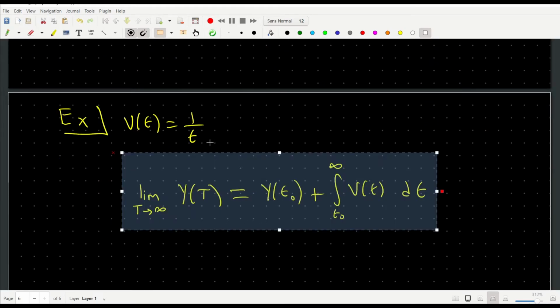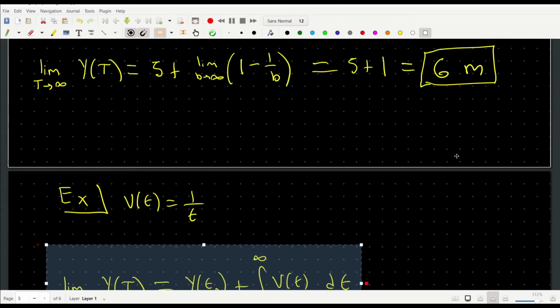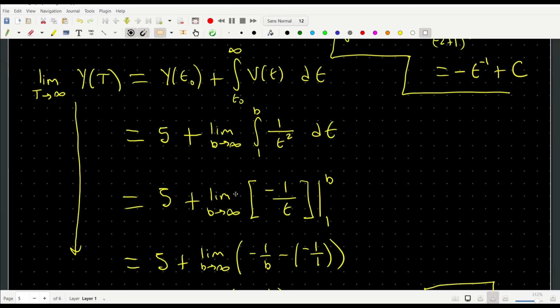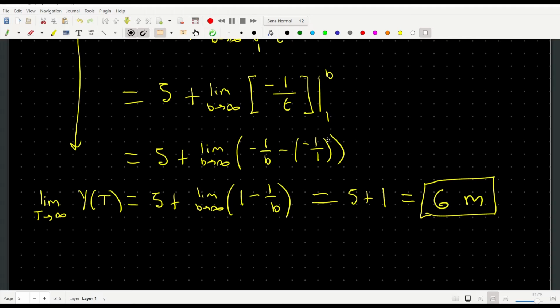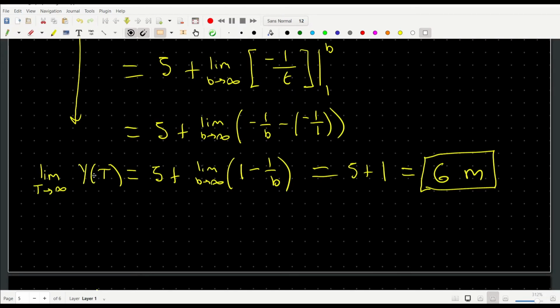For the first one that we just considered, 1 over t squared, this is a convergent improper integral because this limit exists, and the improper integral converges to 1. The total displacement, though, that we're looking for is 6 because it starts at 5.